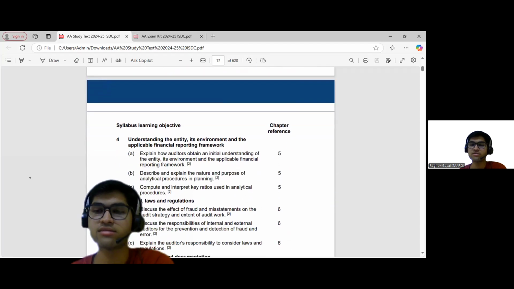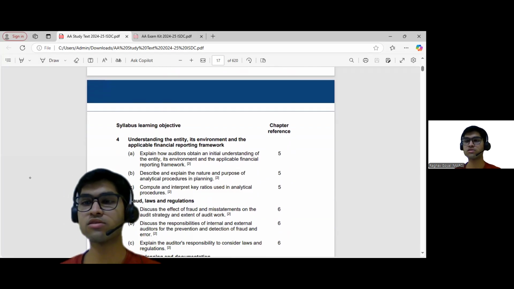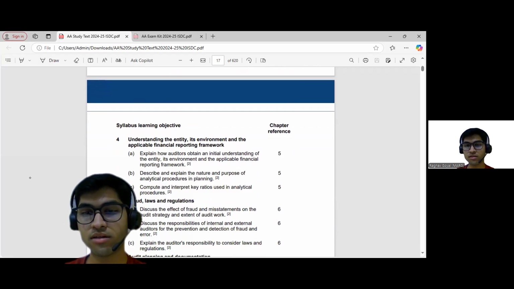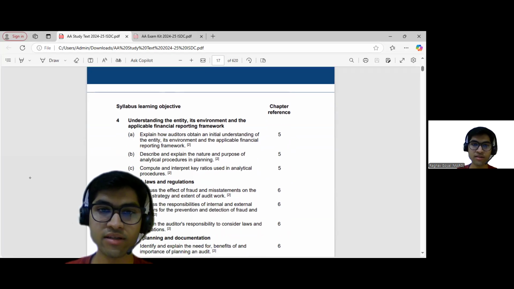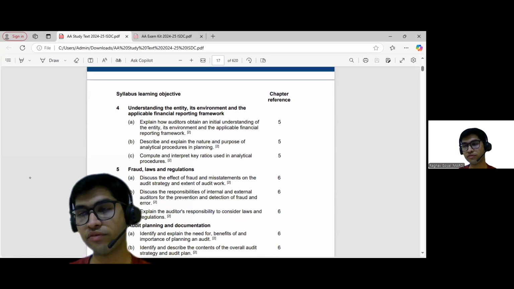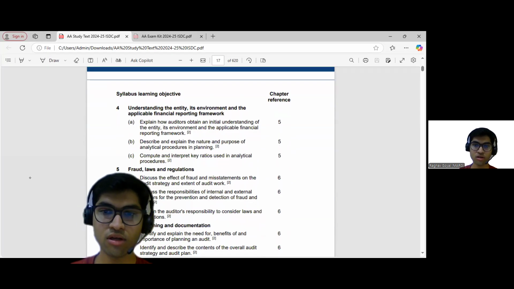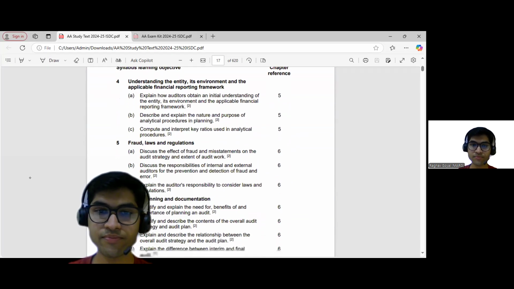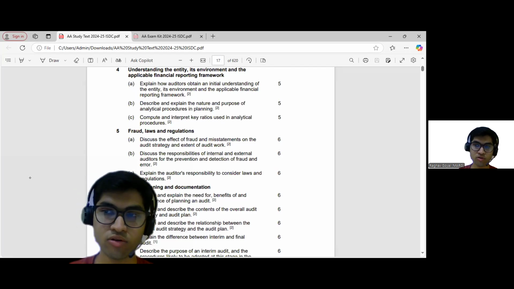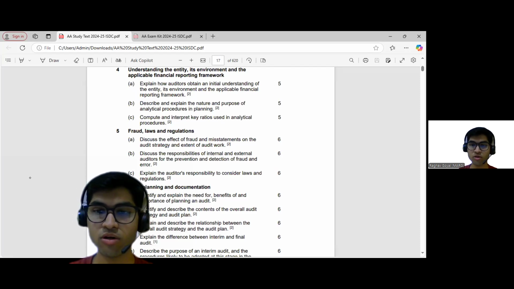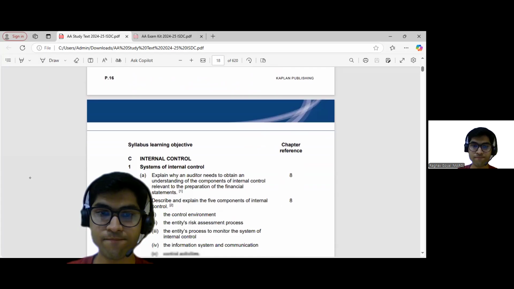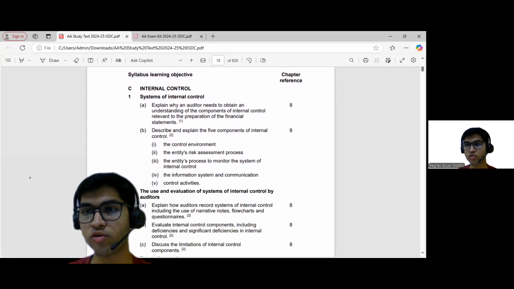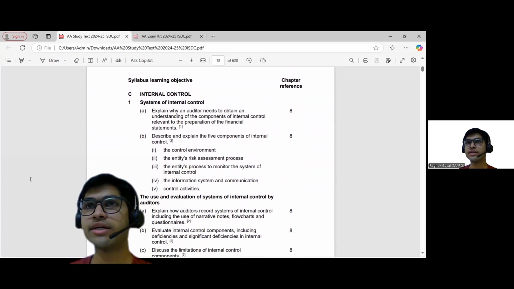So after the planning and risk assessment stage, once we are happy with our decisions and our planning, we start executing those plans by understanding the entity, the financial reporting framework, the standards, the policies they use, and the industry data. Then we also look at the fraud laws and regulations that the company has to follow and whether they are following them or not. Then we have internal control, which is quite important. So larger entities have a lot of internal controls in place.